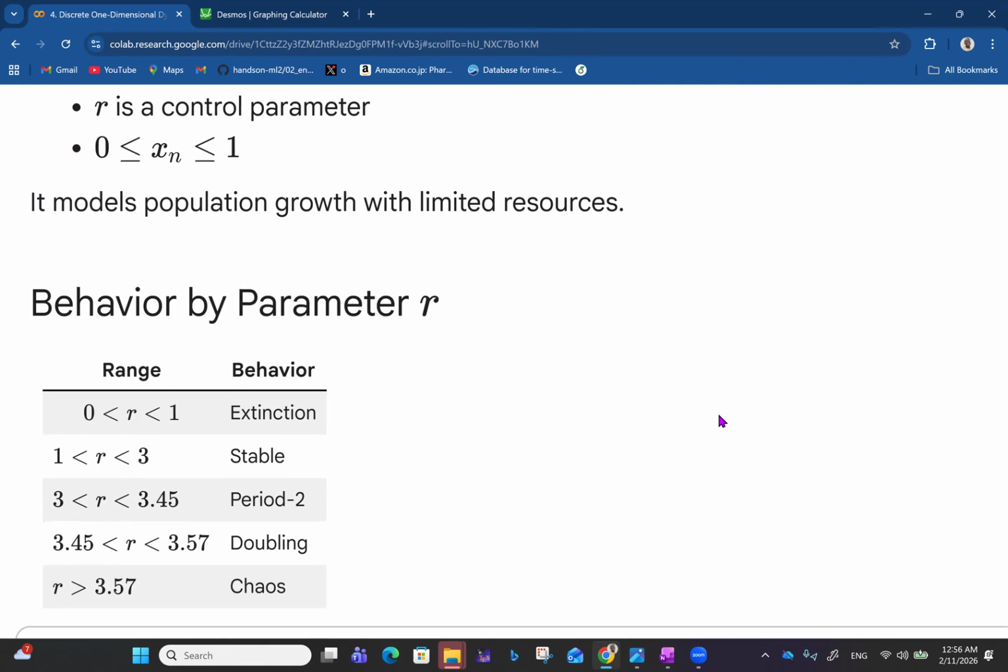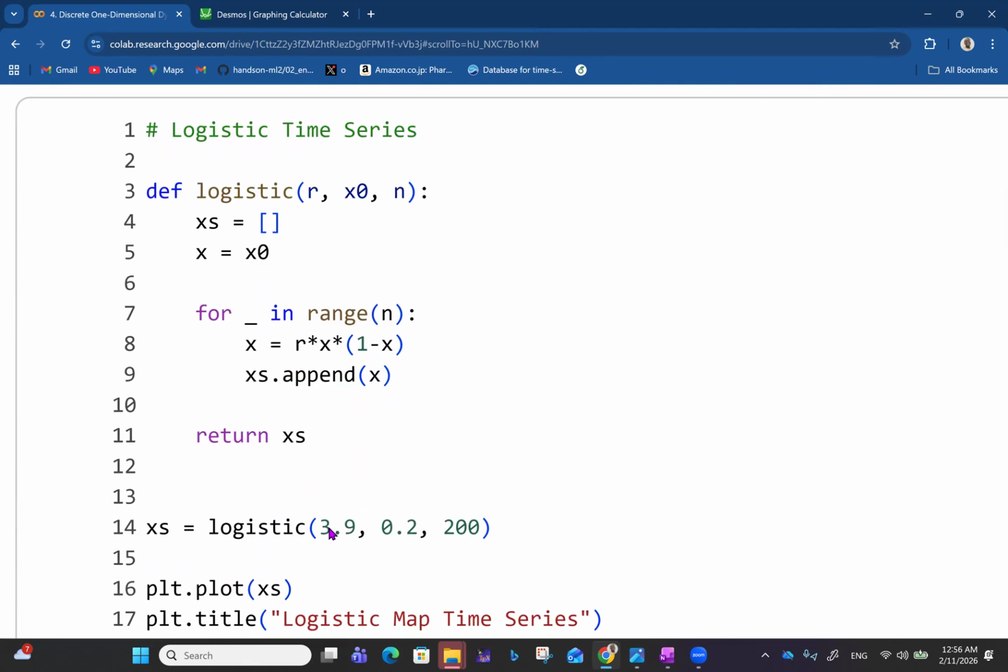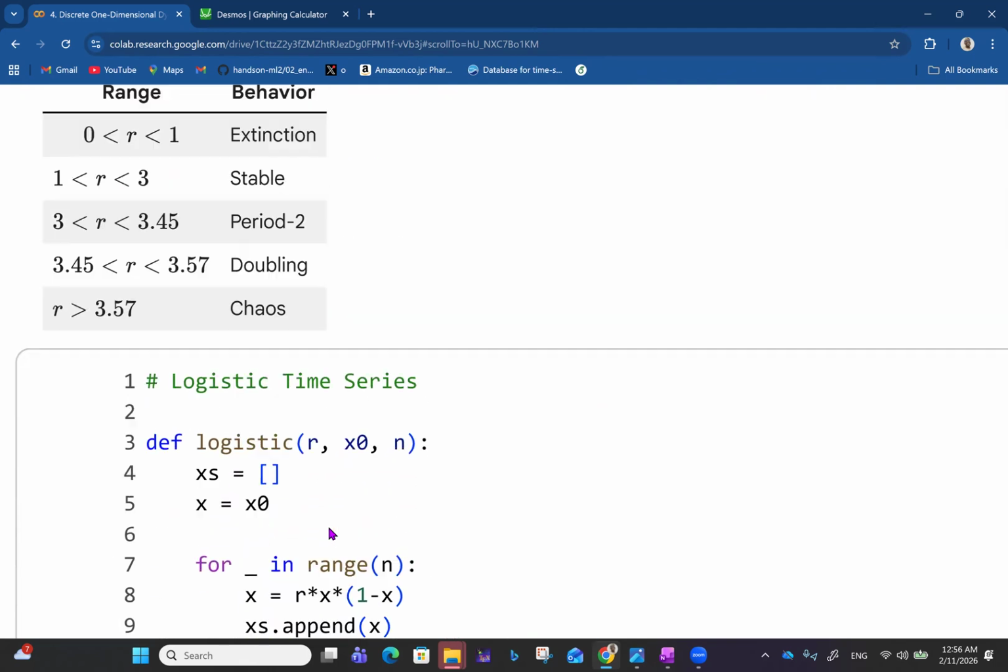And then here we have the behavior by parameter r. If r lies between 0 and 1, it leads to extinction of the system. If r lies between 1 and 3, we have stability. If r lies between 3 and 3.45, we have period 2, which means we have two possible states. If r lies between 3.45 and 3.57, we have period doubling, a kind of branching out, some kind of chain reaction, if you like. And if r is greater than 3.57, we have chaos. So we want to play with all these possible values of r to see what happens.